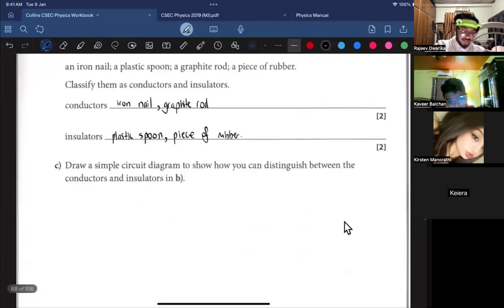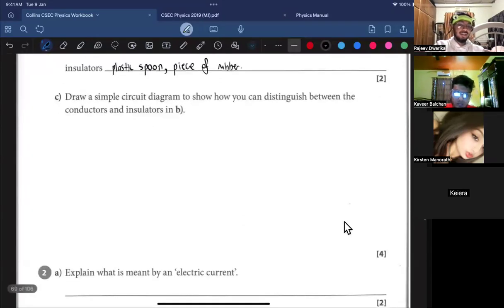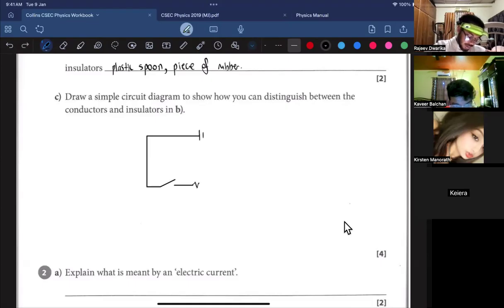Draw a simple circuit diagram to show how we can distinguish between a conductor and an insulator. This question is really easy. So in this question, what do you need to have? The battery. What else? A switch, though the switch is optional. And you need a light too, because if it's a conductor, the light comes on. If it's an insulator, it will not light. So you put a resistor to protect the bulb or the LED.